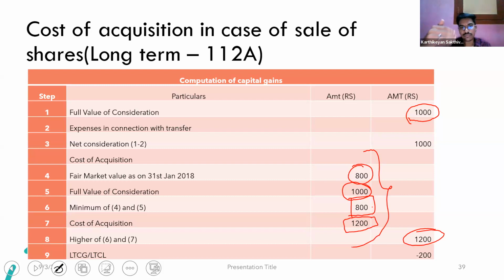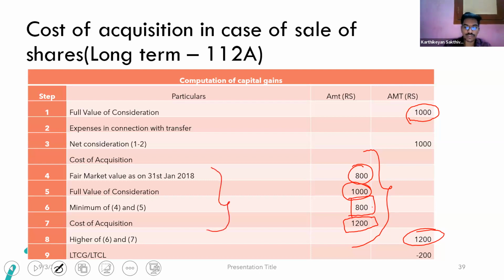And if it is a listed security, if you hold it for more than 12 months, it is obviously going to be long term, right? So it has to be long term in nature. Find the 31st Jan 2018 price or full value of consideration, whichever is lower, and then compare it with the cost of acquisition, whichever is higher, and that becomes the cost of acquisition. This is called the grandfathering provision, right?